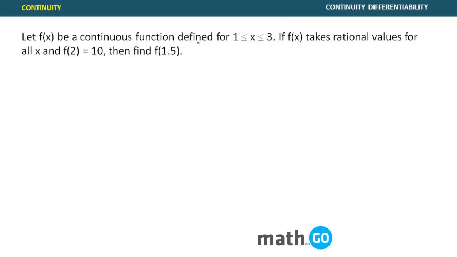Now the next problem says that f(x) is a continuous function from 1 to 3. So it is given that f(x) is continuous. This is given to us, and it is also given that it is continuous when x belongs to [1, 3]. So in [1, 3] you have continuity, meaning the graph will be drawn without lifting the pen. It says that f(x) takes rational values for all x. I'll come back to what this statement, rational values, means a bit later. It is also given that f(2) is equal to 10. Then you are asked to find the value of f at 1.5. This is the target, right?